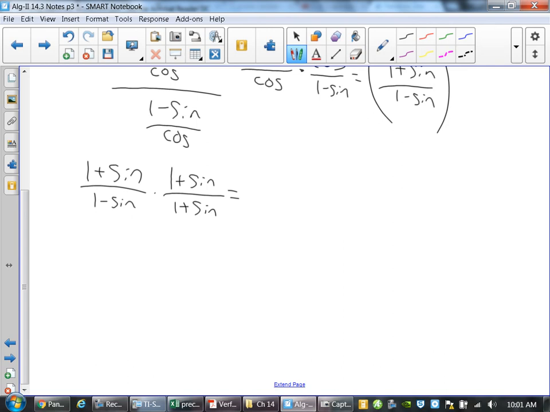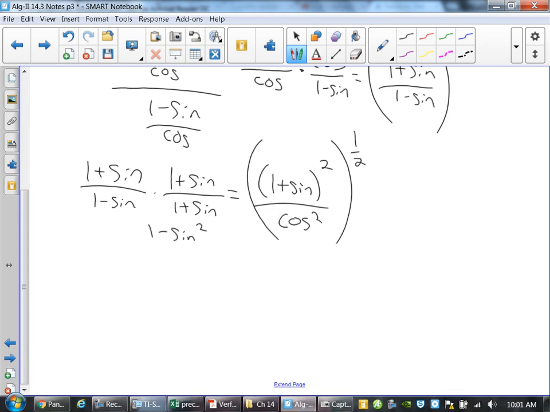Here you get the quantity 1 plus sine squared. Here you get 1 minus sine squared. What's 1 minus sine squared? That's cosine squared. Now, what happens with that fraction and the exponent? It drops itself out. And you get 1 plus sine over cosine. We have not done one like that. You won't see one tomorrow, but maybe next week we will.